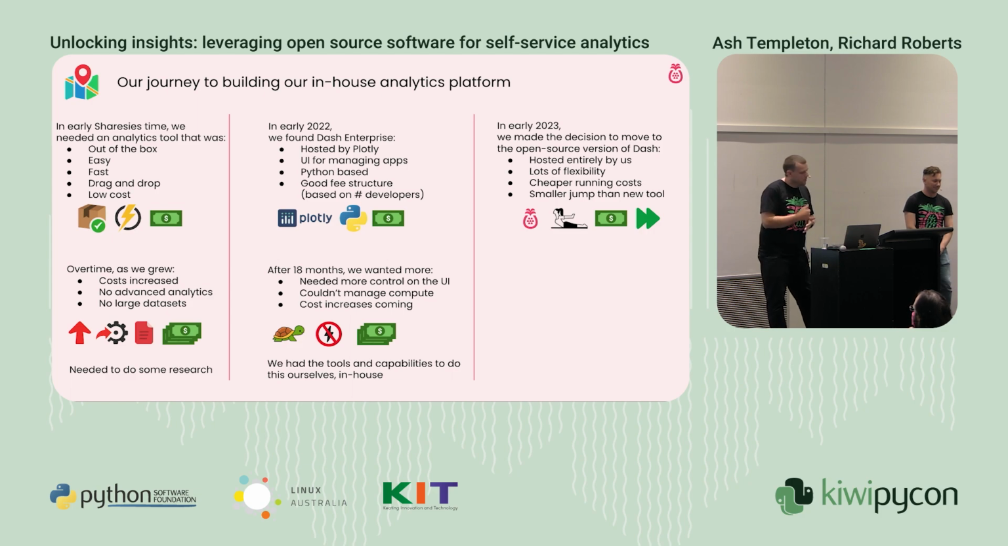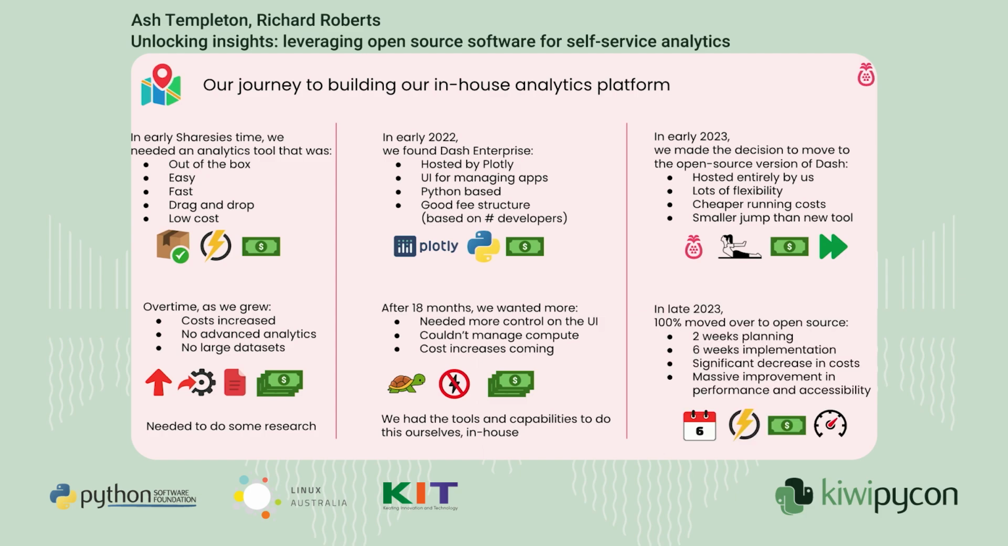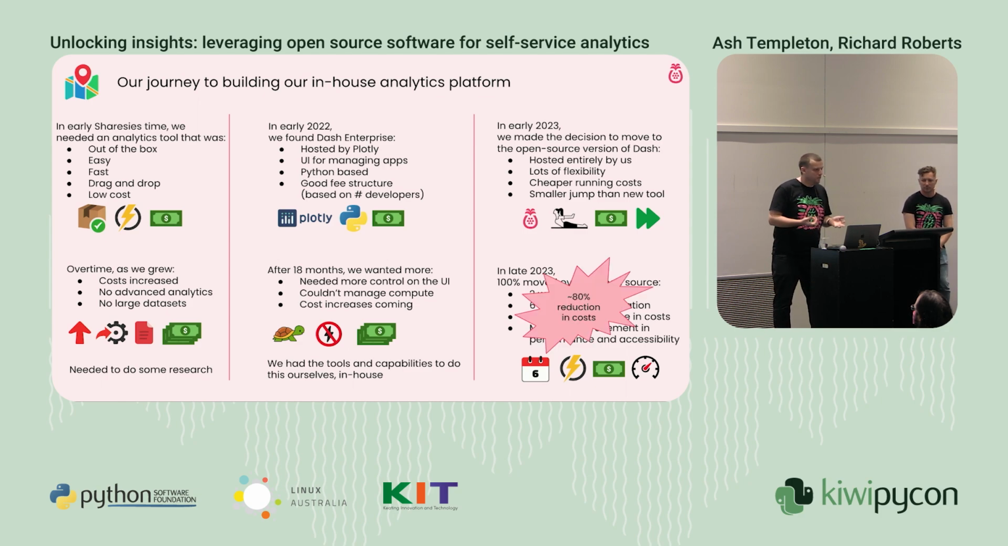So in early 2023, we made the decision to move to fully open source Dash. So that was hosted entirely by us, which gives us heaps of flexibility, cheaper running costs, and it was a smaller jump to a new tool because they were both Python based. So in late 2023, we were 100% moved over. It took about 2 weeks of planning, 6 weeks of implementation. We saw a massive increase in the number of people using the apps and as well as performance. And then we also saw a massive decrease in costs. So that decrease was about 80% reduction in costs compared to what we were expecting to pay using Dash Enterprise.